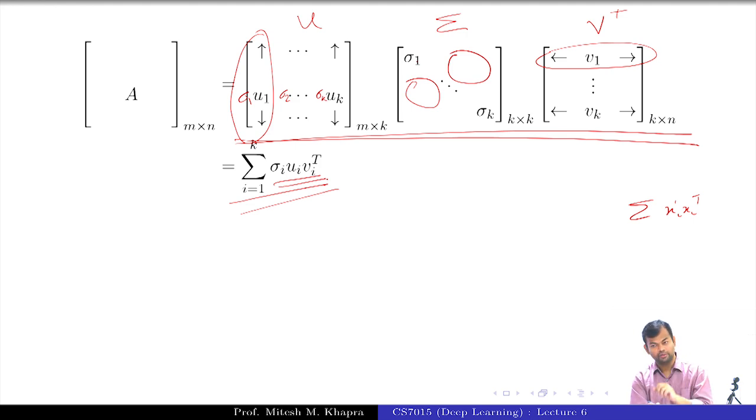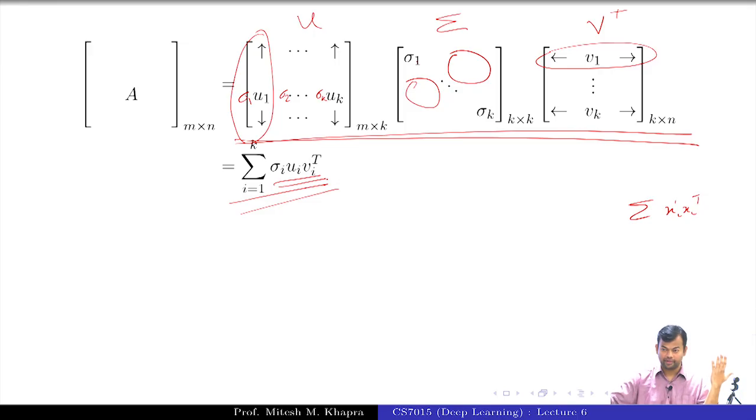Okay. Now try to relate it to reconstruction error. You are taking a matrix, trying to write it as a sum of many matrices. If I trim some terms from this sum, what would happen? If I have all the terms, then what would happen? I'll get A back exactly. If I drop some terms, what would happen? I'll get an approximation of A. How good would that approximation be?